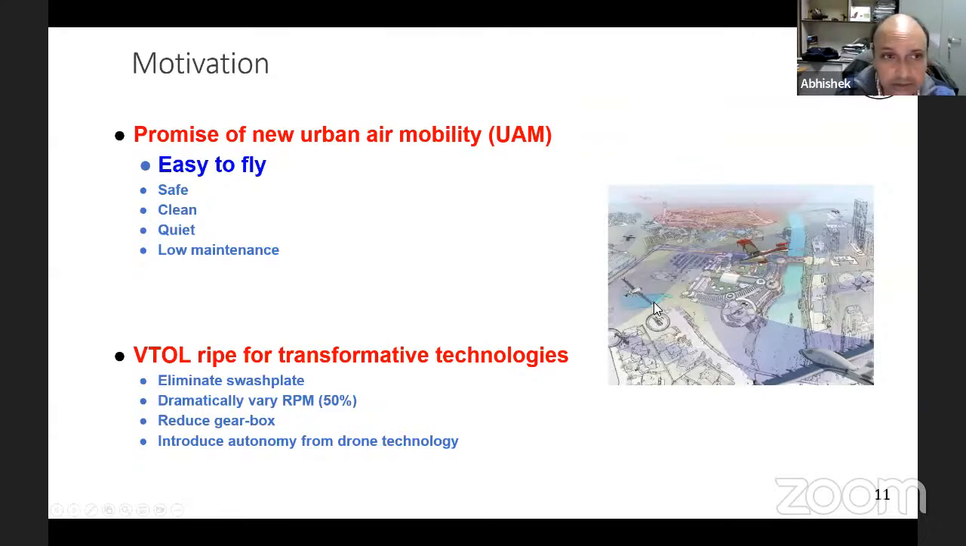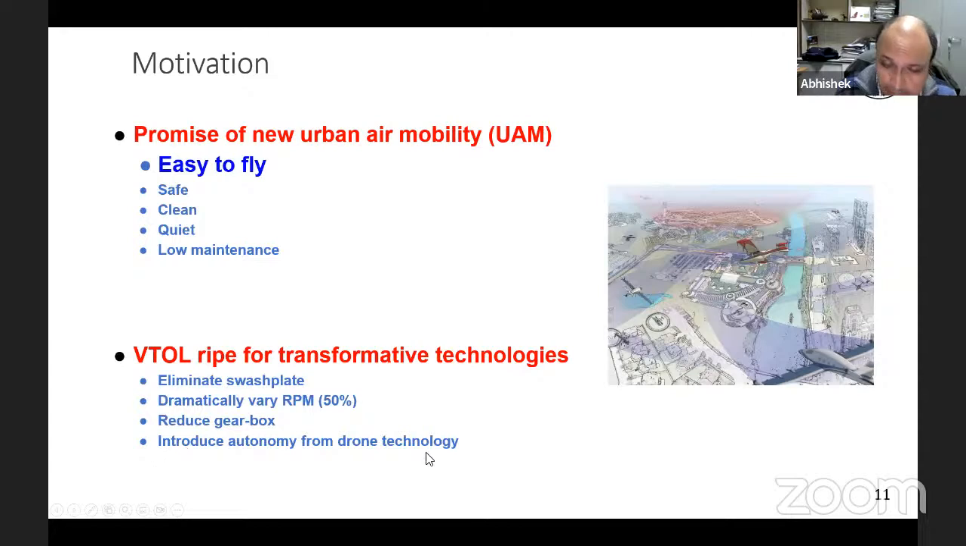The idea is that this eVTOL system should be easy to fly, and you come into an area where you can vary your RPM. With electric motors, I can change my RPM, and as a result I can get control from that. So I no longer have to work with the swash plate, which is conventionally there in helicopters and adds to weight. There is also the gearbox. Can we reduce the gearbox and make it lighter? So all those things are being looked at now.